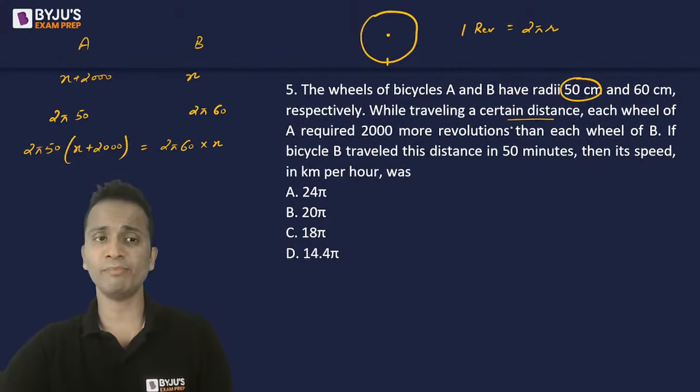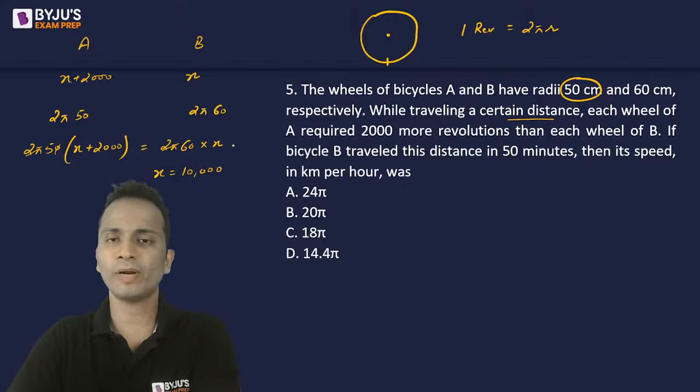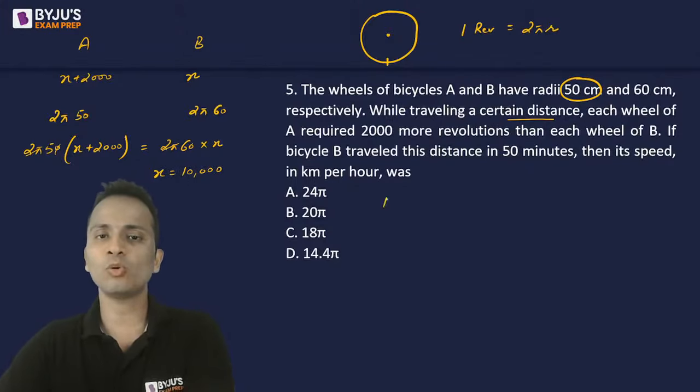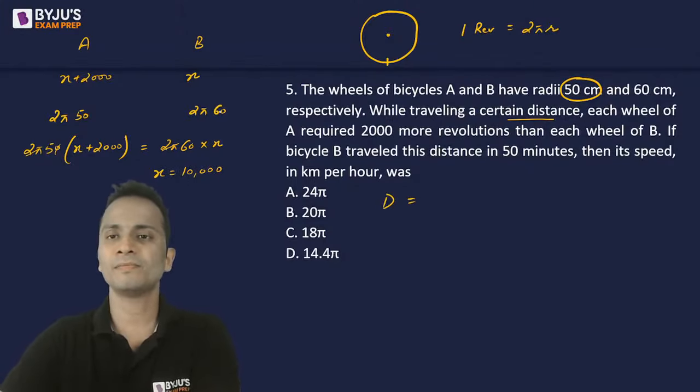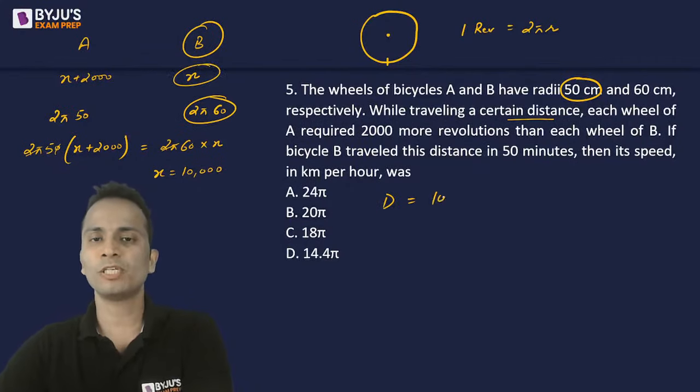So, distance is same for both of them. From here, we can find out the value of x. Okay. So, 2 pi will get cancelled, 0 will get cancelled. So, the value of x will come out to be 10,000, right? So we can say that the total distance covered by wheel B will be equal to this multiplied by this. So 10,000 multiplied by 120 pi. This is the total distance covered by this wheel.